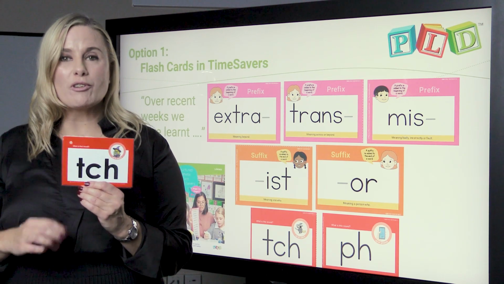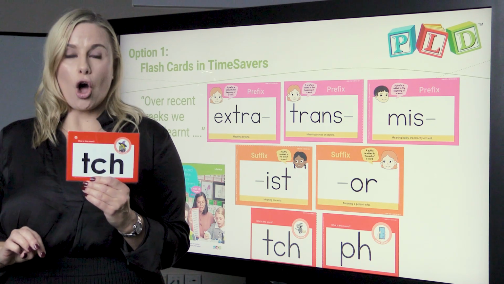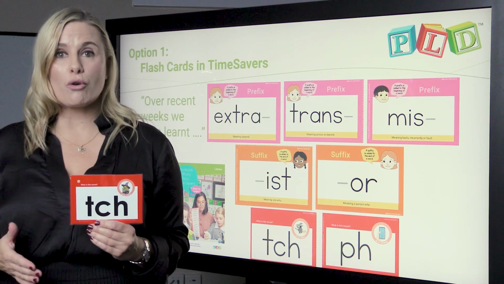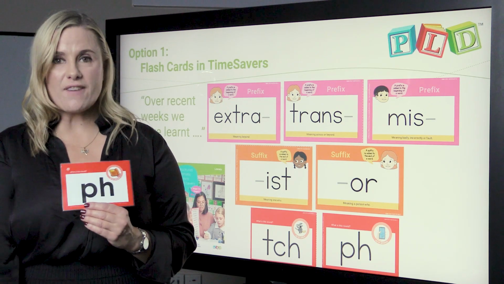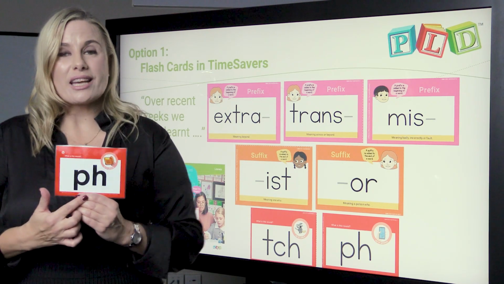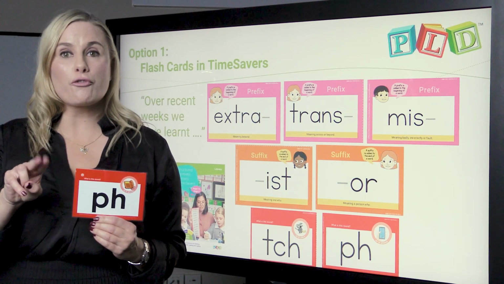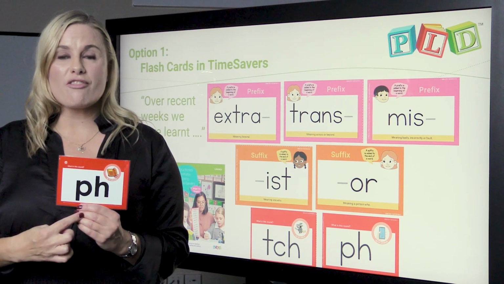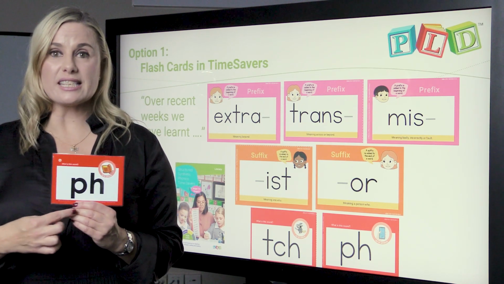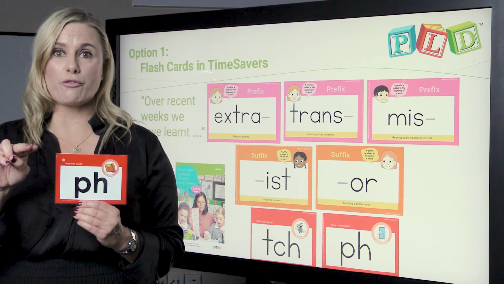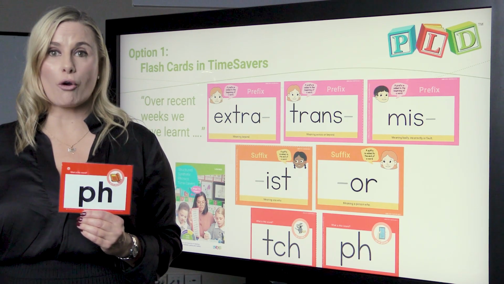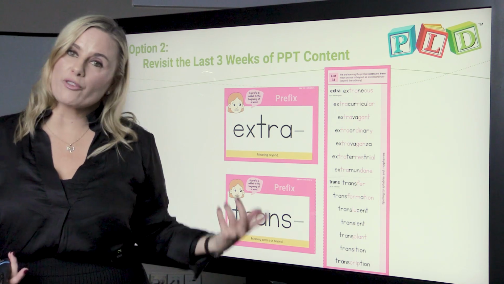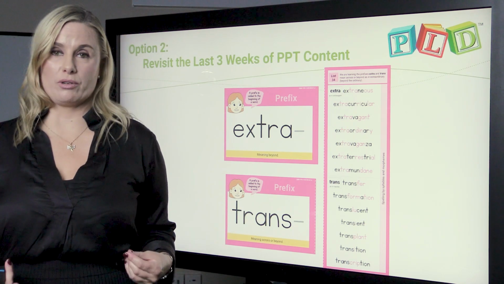Group 3, we have been looking at the trigraph ch of which. This trigraph usually follows a short vowel sound. And finally, group 3, we have been looking at the digraph sound f, 2-letter. Now, we have learnt that whenever you see words using these 2 letters, the P and H making f, those words normally have an origin in Greek. Option 2 is to revisit the last 3 weeks using your PowerPoint content.